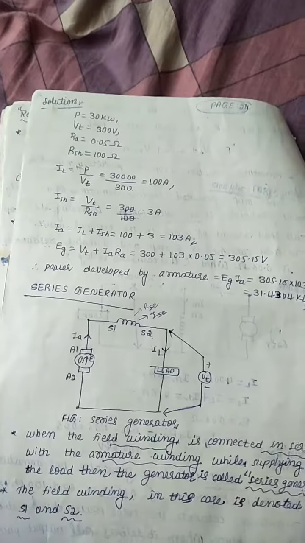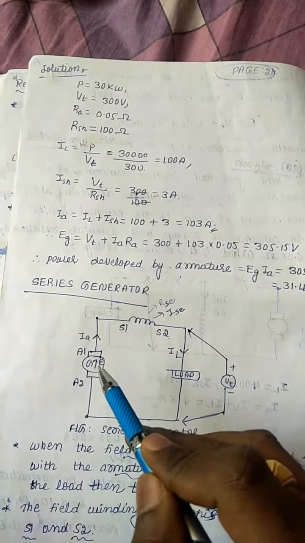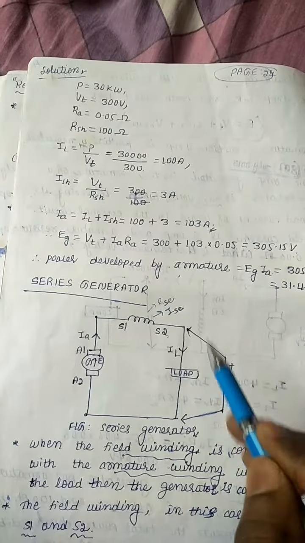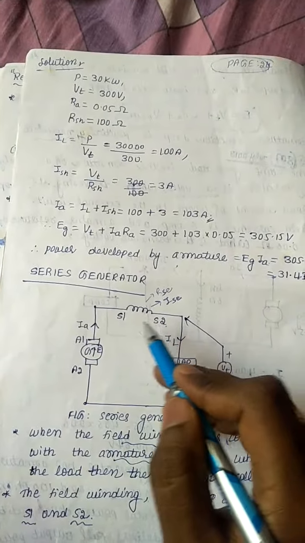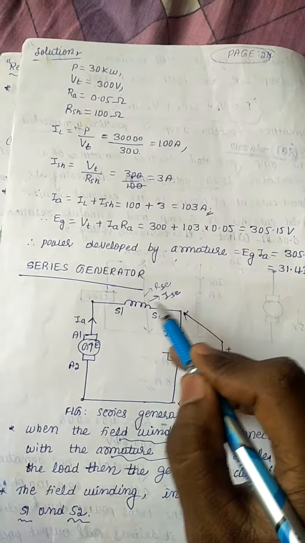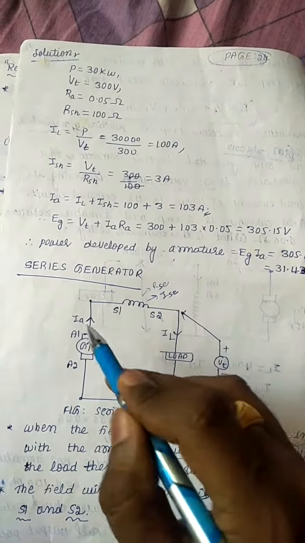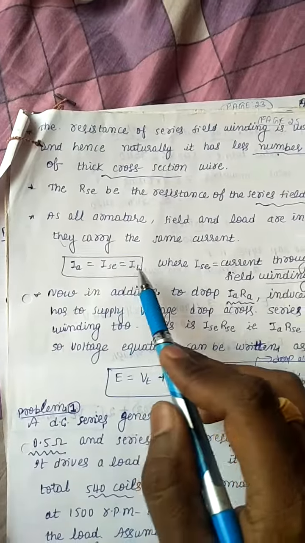If you come to the series generator, the field winding is connected in series with the generator. You have the load here, with terminal voltage Vt. The field winding is indicated by S1 and S2. The resistance of this field winding is RSC and the current passing through is ISC. Ia is equal to ISC is equal to IL, because all these three currents are in series.